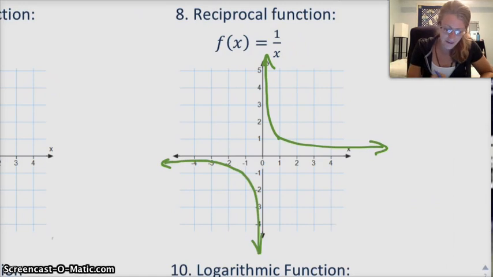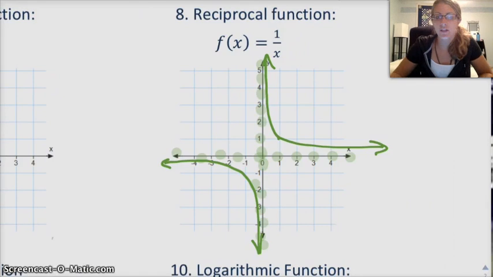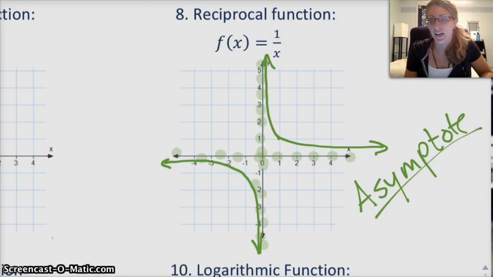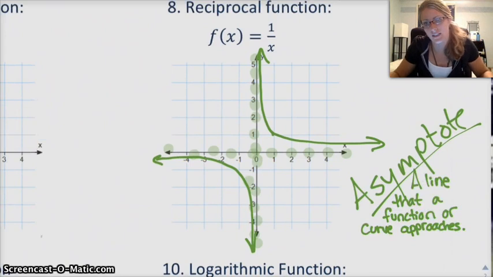But basically, it never touches the x-axis or the y-axis. So that's the y-axis, this is the x-axis. So it never actually touches those. It gets closer and closer to the line, but never actually reaches it. So that actually brings up a good vocab word, okay? Side note, an asymptote. Weird name, I know, asymptote. But basically, long story short, this is a line that a function approaches. So in this case, the x-axis is an asymptote, and the y-axis is another asymptote.